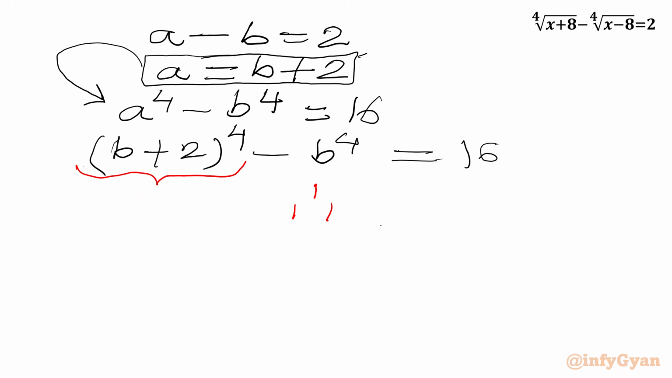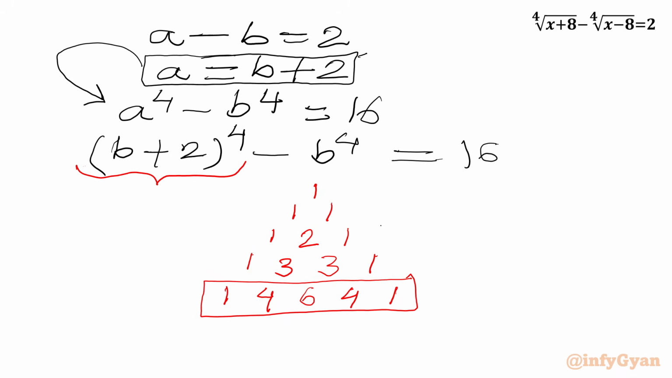For whole square, coefficients will be 1, 1 plus 1 is 2, then 1. For whole cube, 1 would be as it is. We will add 1 plus 2, we will write here 3. 2 plus 1, we will write 3. For required power 4, we will write 1 and 1 as it is. 1 plus 3 is 4. 3 plus 3 is 6. 3 plus 1 is 4. So we have 1, 4, 6, 4, 1 as expansion coefficients for b plus 2 whole power 4. Let us expand.